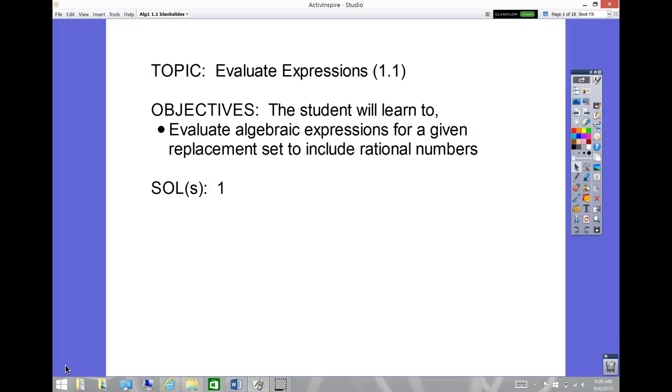In Algebra 1, the first topic, first section, first chapter is going to be evaluate expressions. You can see the objective, which comes right from the SOLs. It may not make much sense to you now. However, we'll review this same slide when we're done, and it'll make more sense to you then.